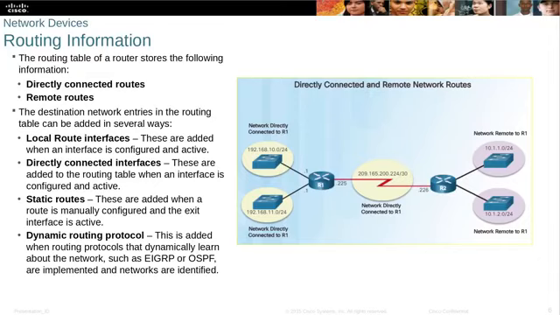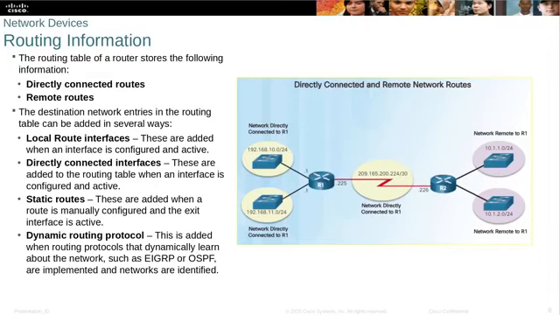Okay, so the routing table of a router stores the following information. It stores what are known as directly connected routes. These will be shown with a capital C at the front of the line. Remote routes will be routes that have either been learnt via a dynamic routing protocol, such as RIP, OSPF, EIGRP, BGP, etc., or possibly configured using a static route. And a remote route will be a network that we have to get to by going via another router.